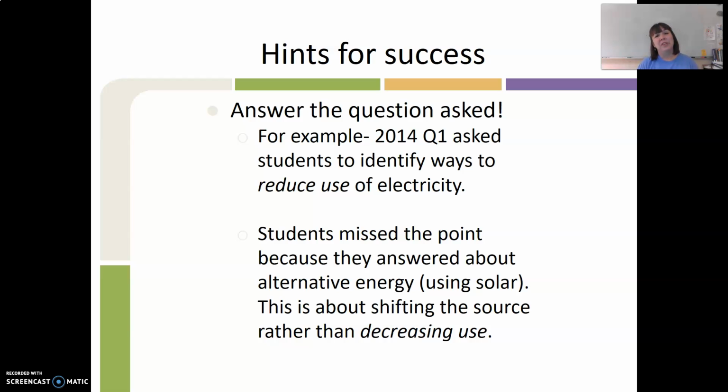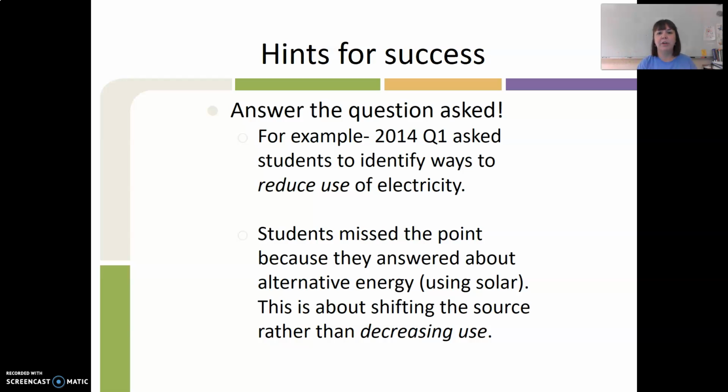And make sure you answer the question that's asked. So many times I'll see people talking about maybe energy usage and how we can reduce that, and then they'll talk about pollution. And it's like, no, not how the energy pollutes the planet, but how can we reduce the amount of energy we're using? Make sure you're using it correctly.